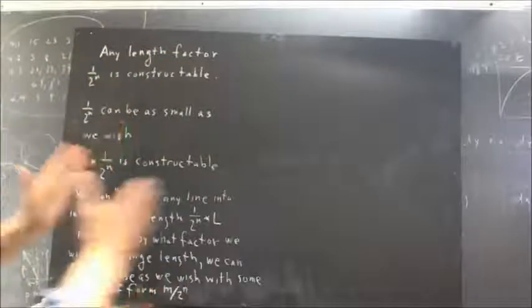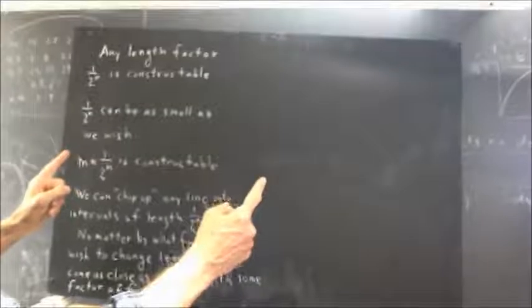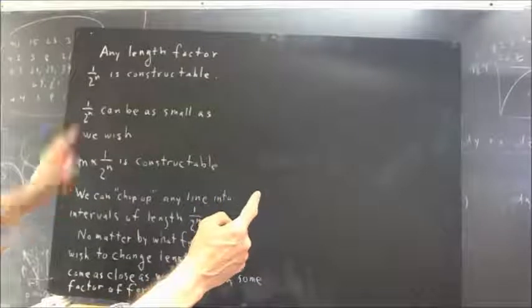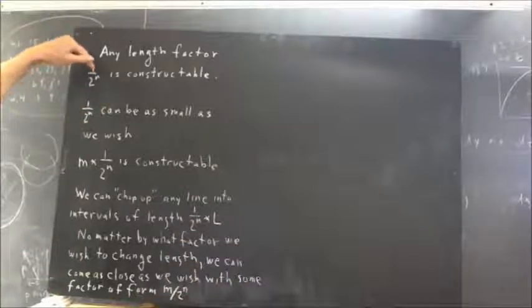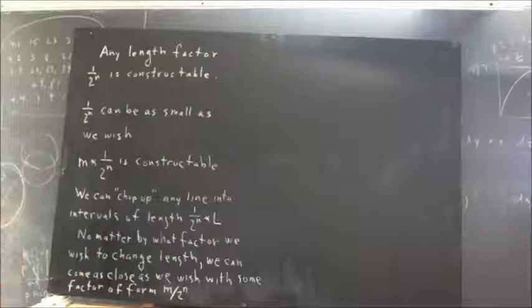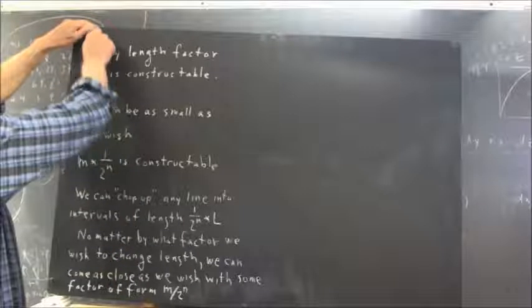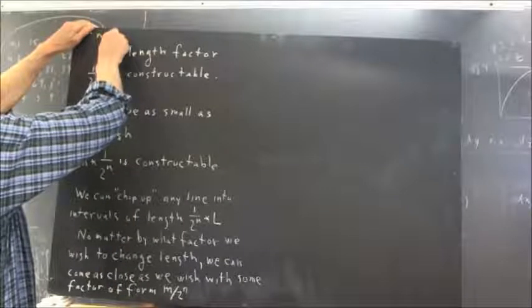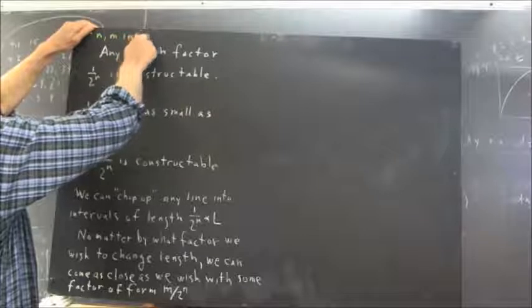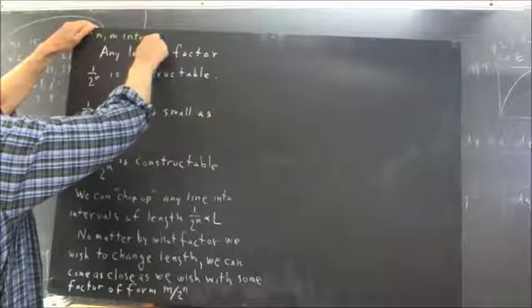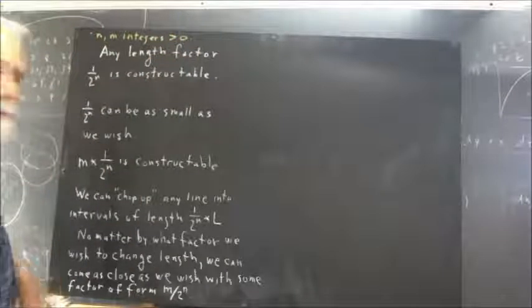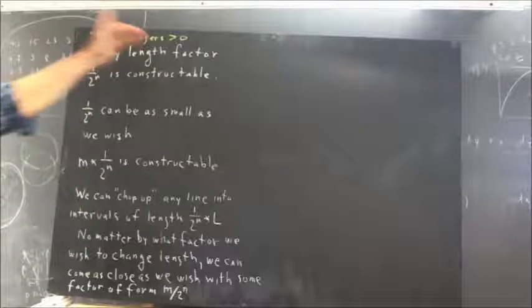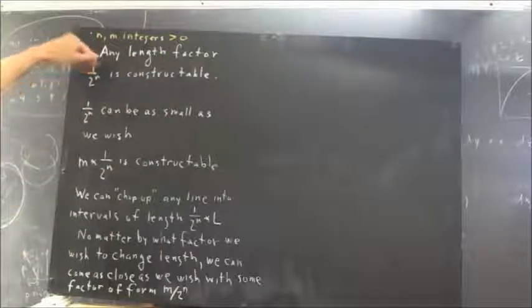What I mean by that is, given any length, the distance between any two points, and any value of n, where n is an integer, and that's implicit. n is always an integer, and m is always an integer, and that would have an m down here. So I'm going to write up here: n and m are integers greater than 0. In other words, counting numbers. So that's always possible.